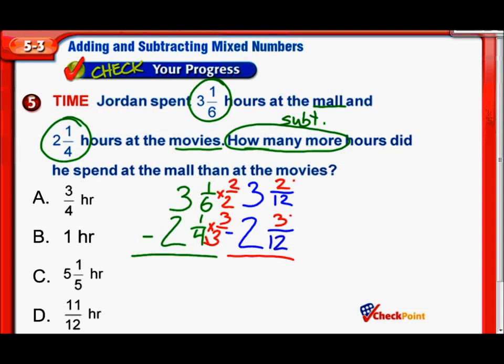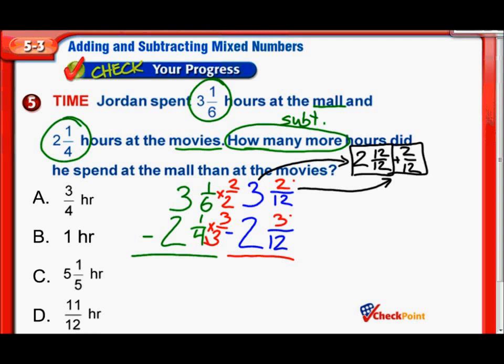One more time. Okay. Well, here we go. 3 could be 2 and 12 twelfths. You see that? 2 plus 1, which I've written as 12 twelfths, would equal 3. Plus this other 2 twelfths would equal a total of, what would that be? 2 and 14 twelfths. There we go. So 3 and 2 twelfths really equals 2 and 14 twelfths.